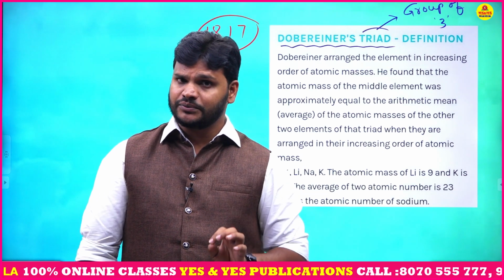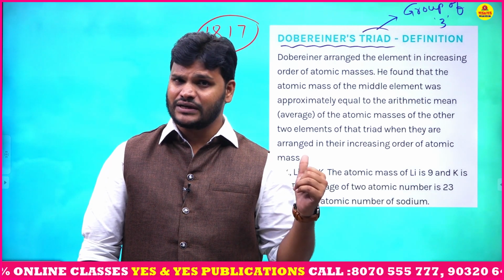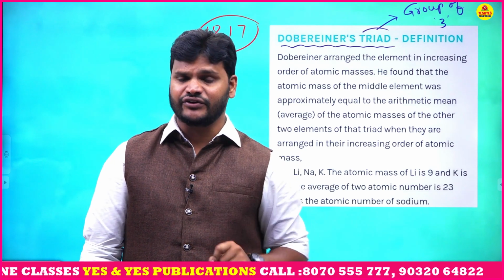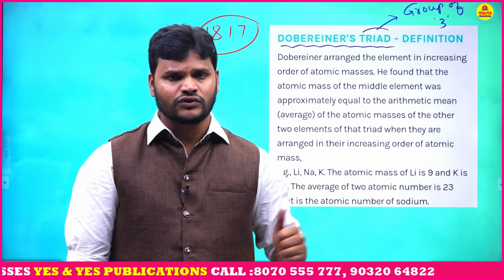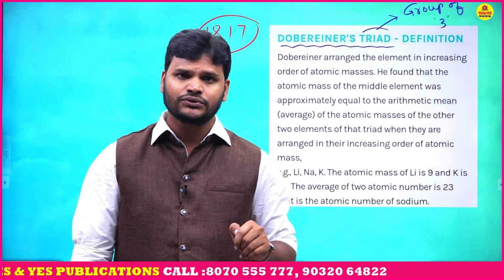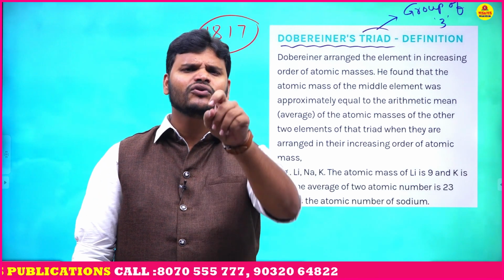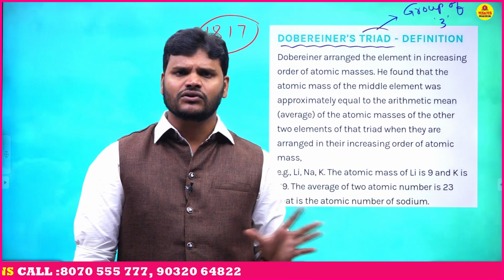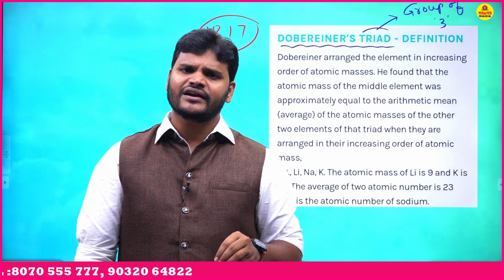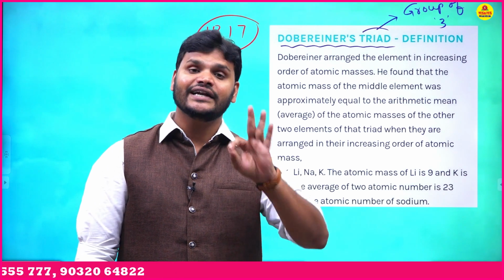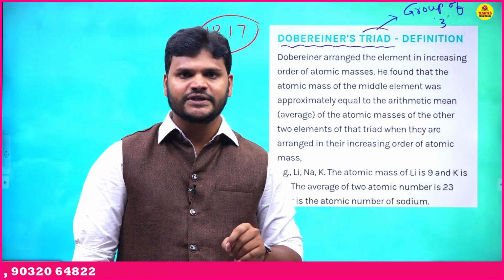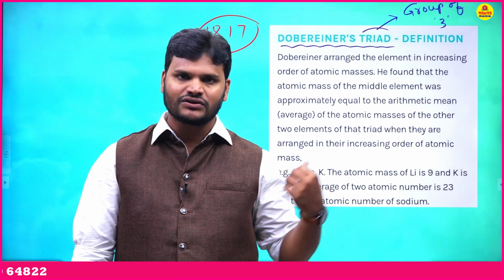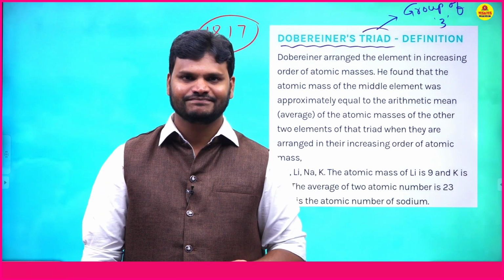And one more important point, this concept also has a limitation. Limitation is nothing but a failure. So what is the limitation of this concept? This concept is only suitable for a few elements. That's the reason this is not perfect. According to this concept, how many triads are there? Only three triads, which means 9 elements only. Are you getting my point?